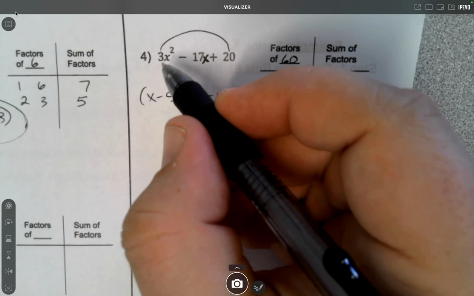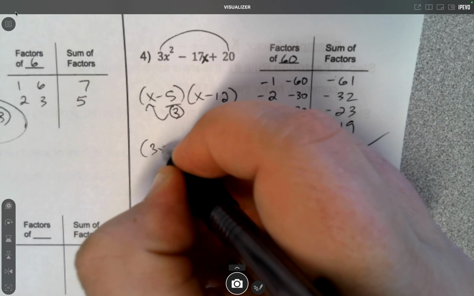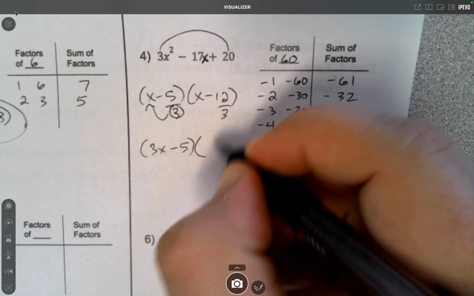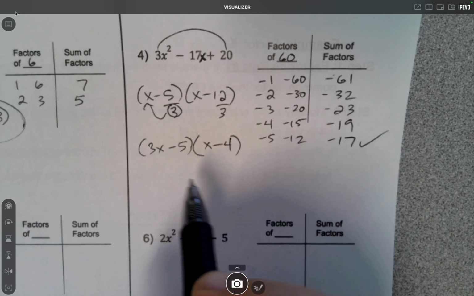And that blasted 3 comes back, seeks to divide and conquer. 5/3 won't reduce, so we can bring the bottom up. 12 divided by 3 is 4, so we just get x minus 4.